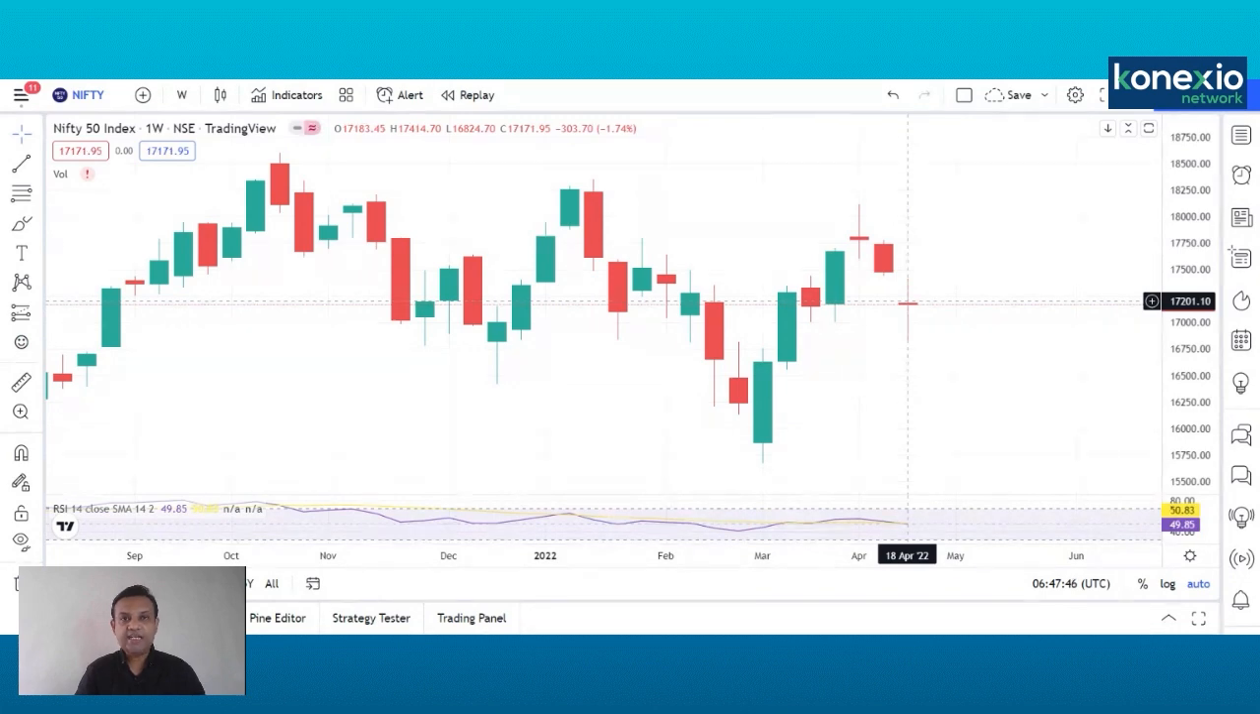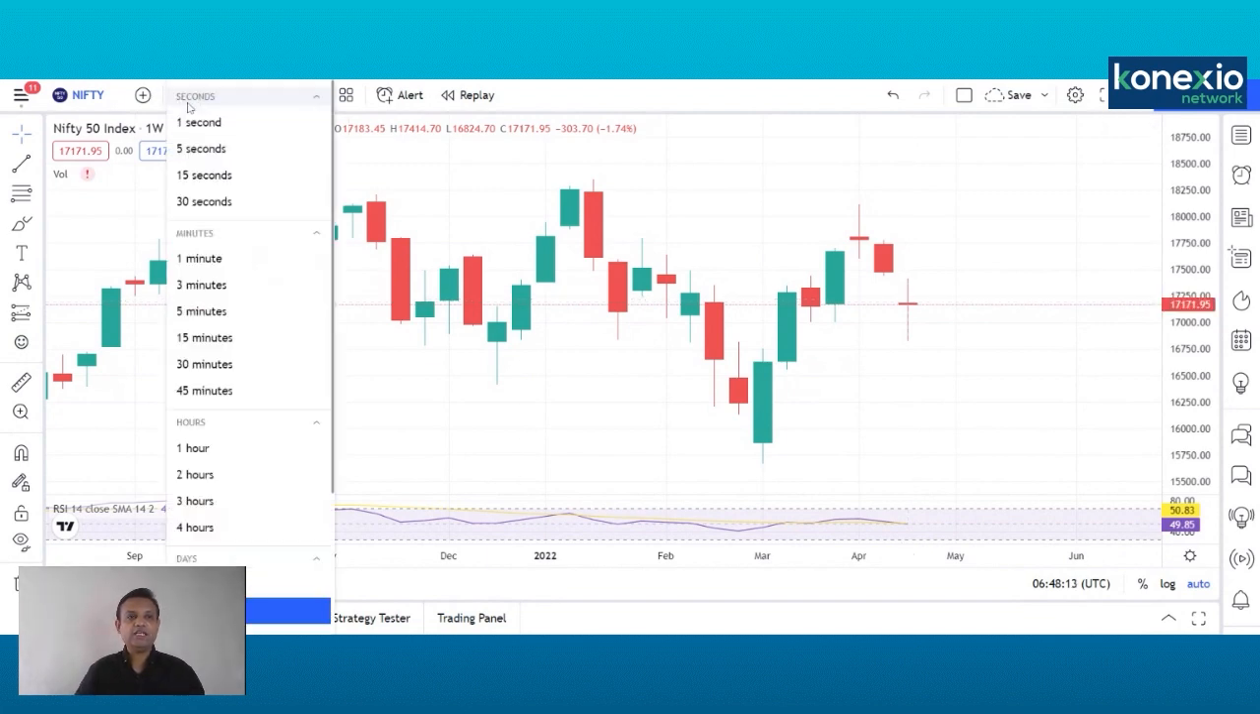So the trend deciding level for Nifty would be 17,415 on the upside. If it breaks those levels, 17,450, then Nifty will resume its upward trend. And on the downside, 16,824 would be the crucial support. If it breaks those levels, then Nifty might go into a further downtrend. So these are the trend deciding levels for the Nifty.